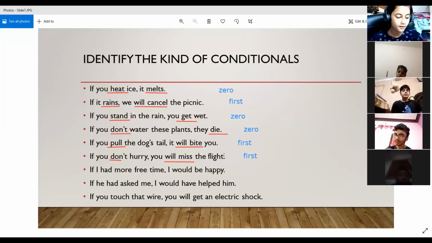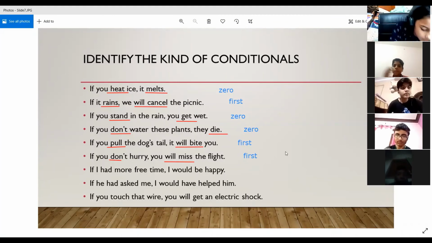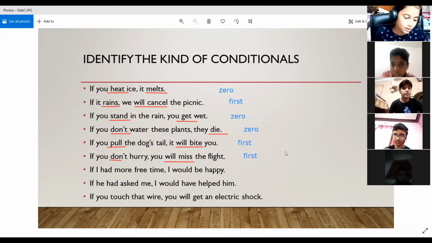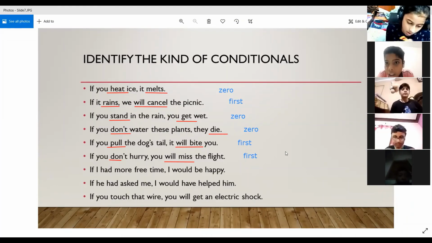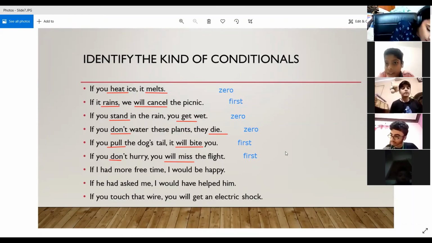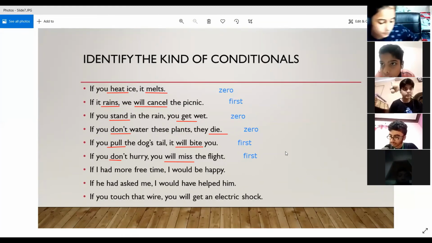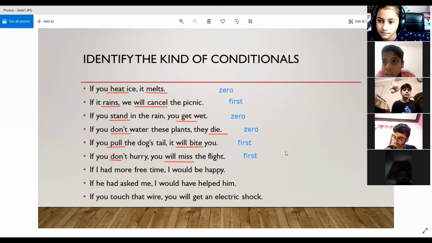Atulesh, unmute. Yes, sir, it is a second conditional clause. Why? Because in the if clause the simple past tense is used, and in the main clause would is used. So over here it also means that this person is not having much free time.